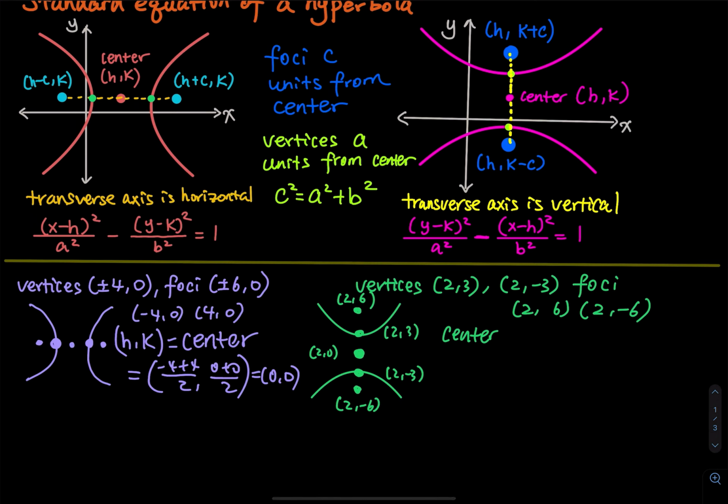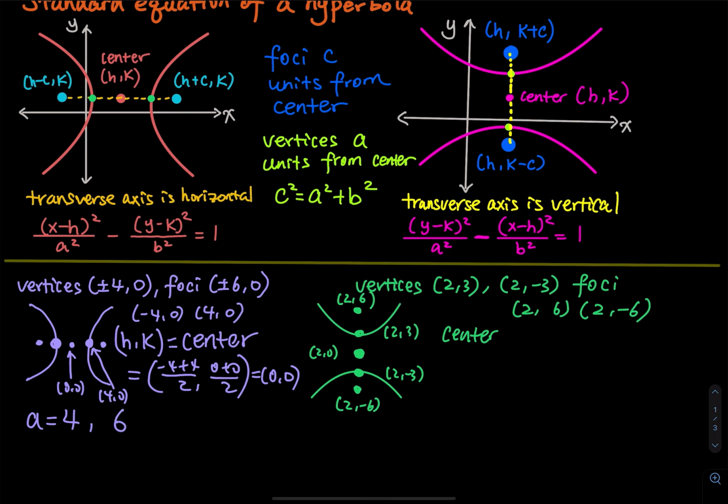So right here, this is 0, 0. And then this is 4 comma 0, that is 4 units away. So we know that a is equal to 4. And then what else do we know? The foci is 6, -6, which is 6 units away from the center.